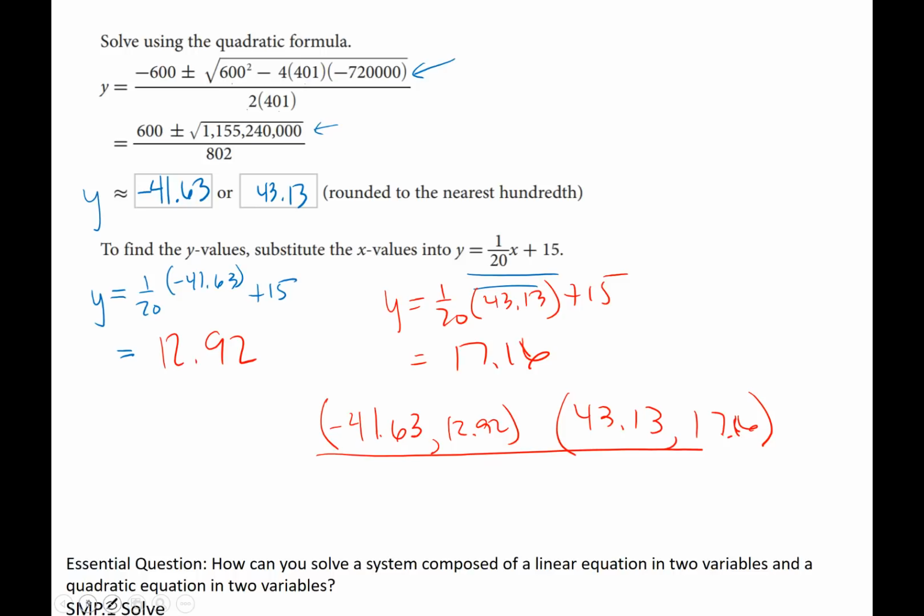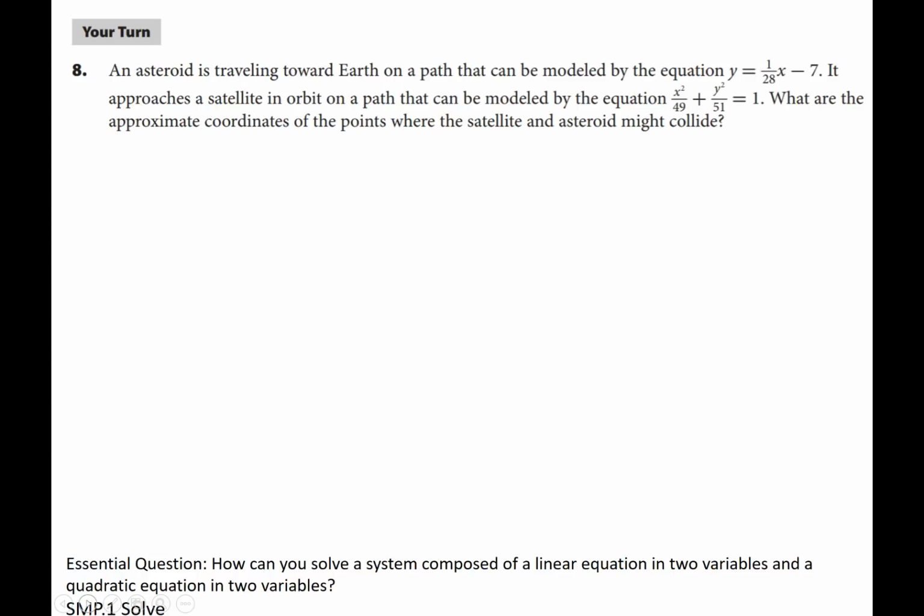All right, we're going to try two more. See if we can get them in. So we've got an asteroid traveling toward Earth on a path that can be modeled by this. It approaches a satellite in orbit on a path that can be modeled by this. What are the approximate coordinates of the points where the satellite and the asteroid might collide? Guess what? We're going to set up a system of equations.